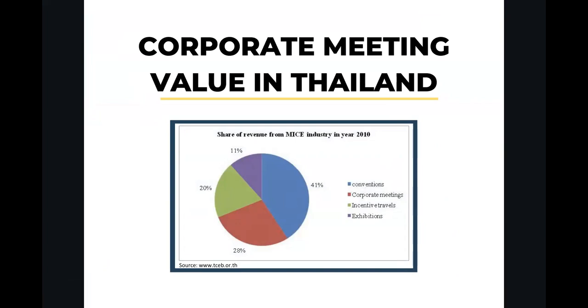Next, I will talk about corporate meeting value in Thailand. This pie chart represents income from corporate meetings, or international organizations holding a corporate meeting in Thailand. As you can see, in 2010, the corporate meeting industry in Thailand represented 20% of the total value earned by the MICE industry. Next slide, please.